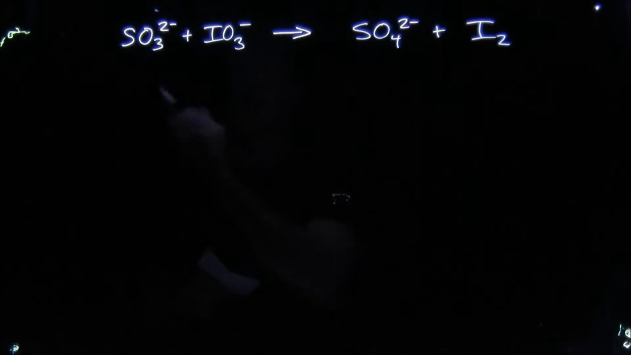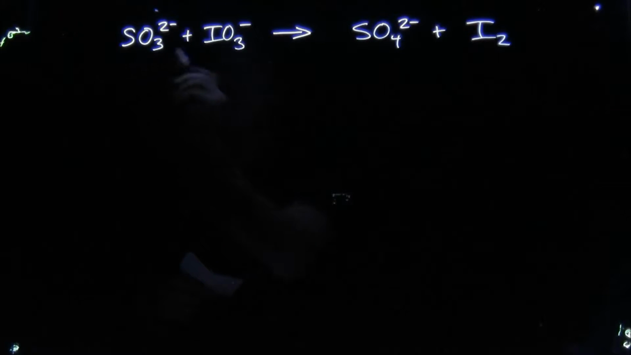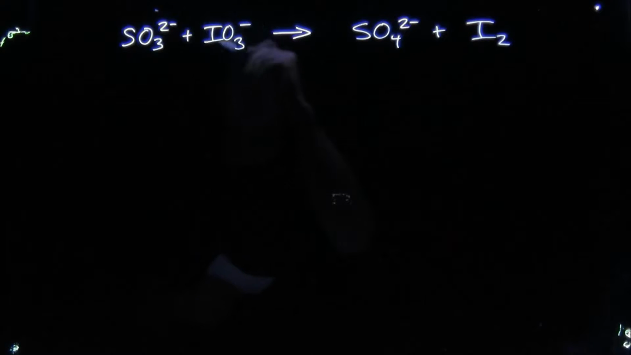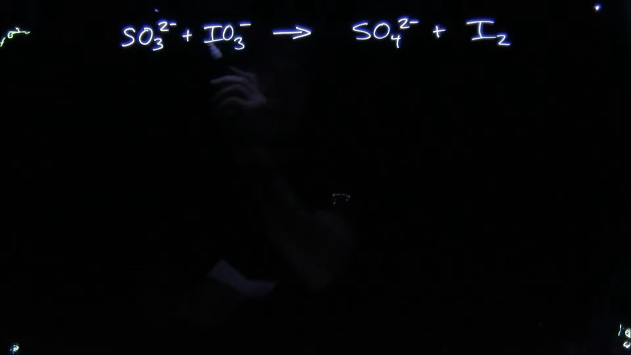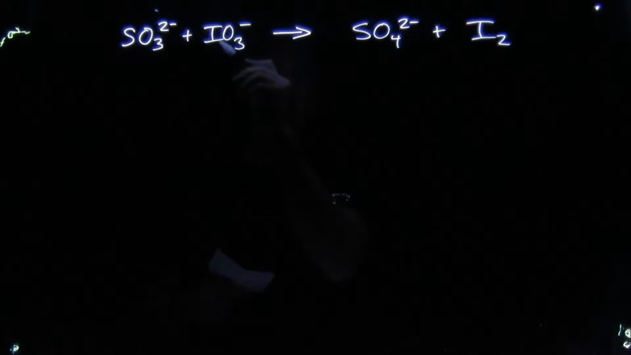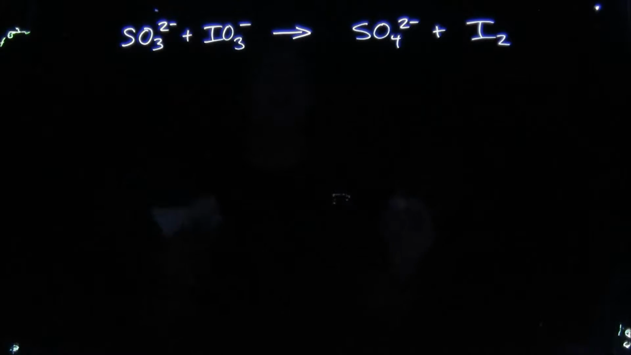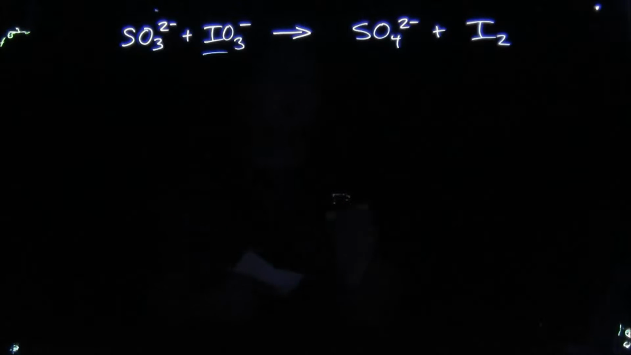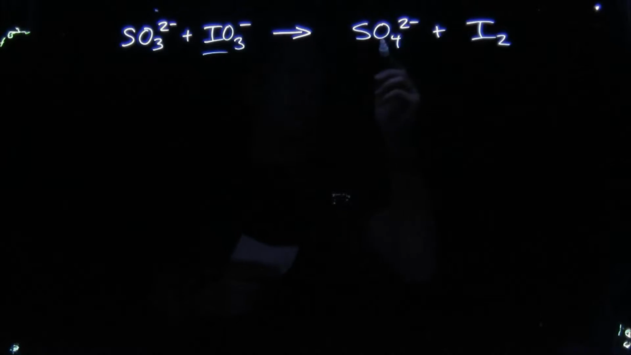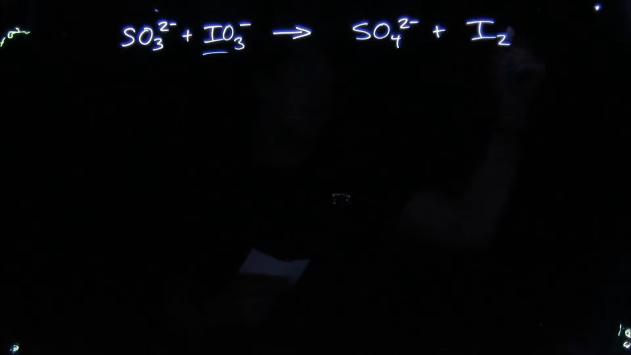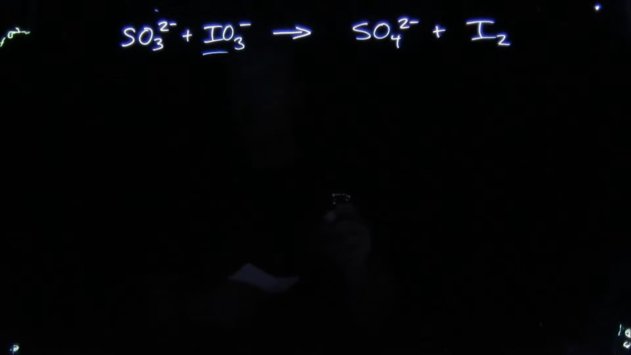So here's our equation. Sulfite reacts with this ion, IO3 minus, which is called iodate. So when I refer to iodate as we work this out, that's what I'm talking about. Those react and produce sulfate and elemental iodine.